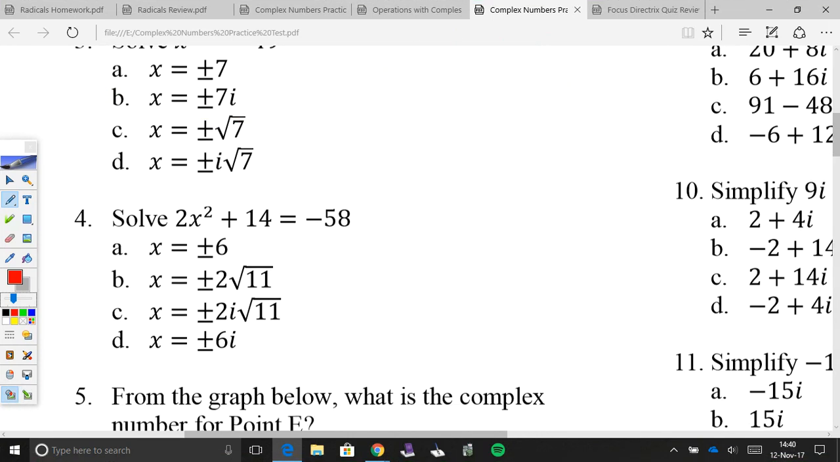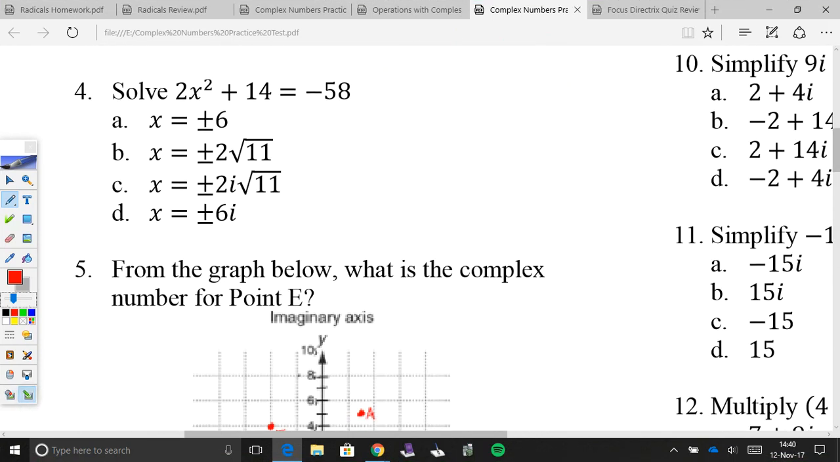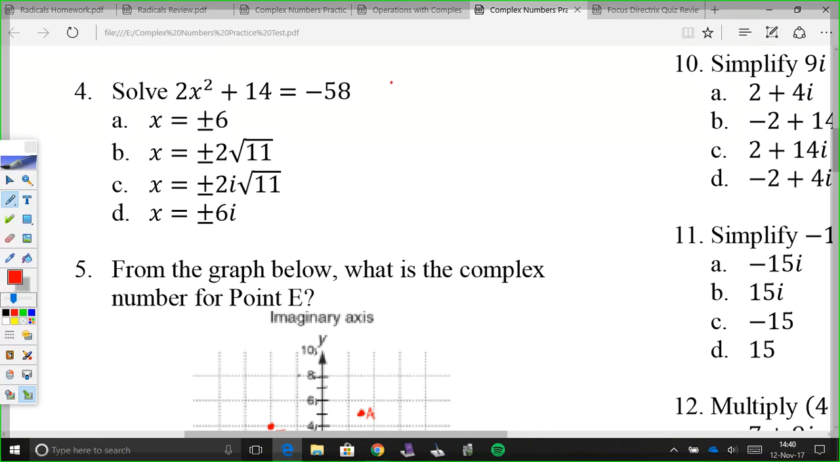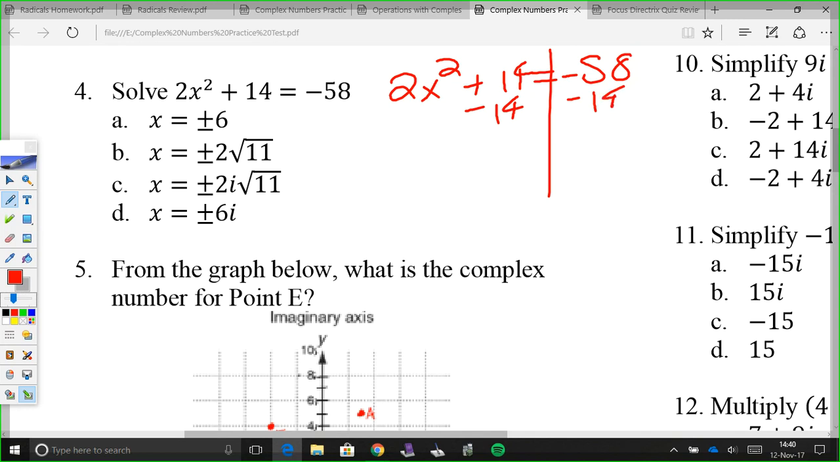Number 4, same idea, same concept. We're just trying to get that x by itself. So I'm going to start by moving this forward, so I'll subtract it. Then we'll have 2x squared equal to negative 72.